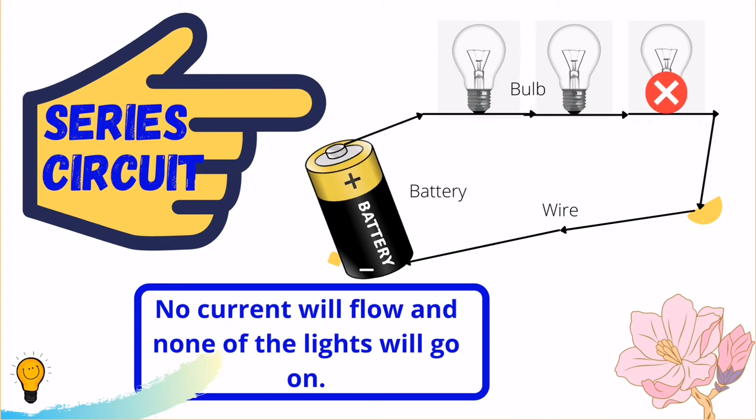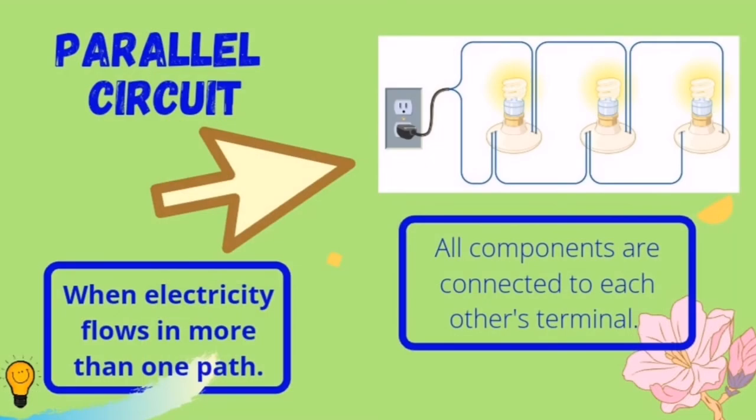If any one of the bulbs is missing or burned out, no current will flow and none of the lights will go on. The second type of circuit happens when electricity flows in more than one path on the same circuit. This is where all components are connected across each other's terminals. The current will split into different branches, then combine again before it goes back into the supply. This is what we call a parallel circuit.